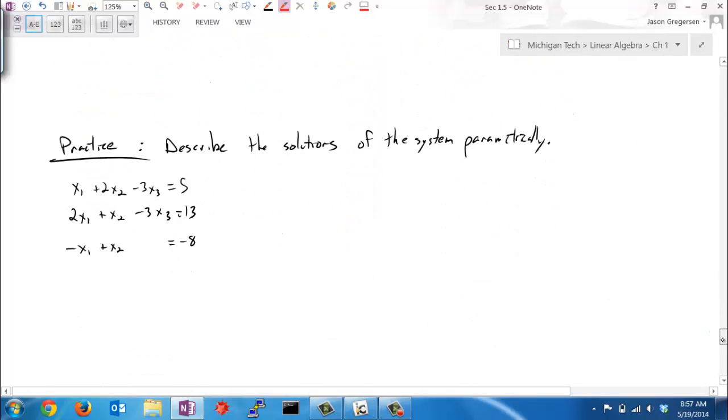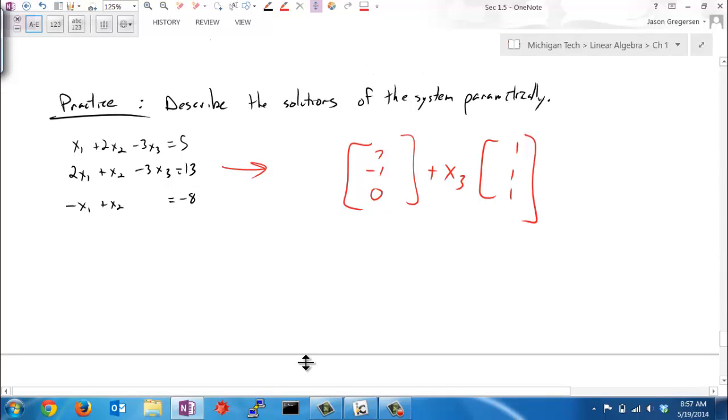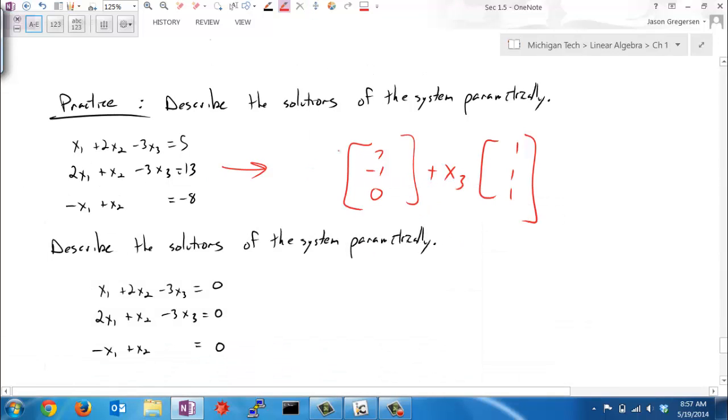All right, the last thing I was going to do is solve this thing. Going through all the mechanics, we would find a solution that looks like this: 7, negative 1, 0, plus x3 times 1, 1, 1. We've done the row reduction. If this is the solution to this non-homogeneous system, what would be the solution to this system, the same thing but homogeneous? Absolutely. The solution to this one is just this piece. So we wouldn't have to resolve this one, it would just be that piece.